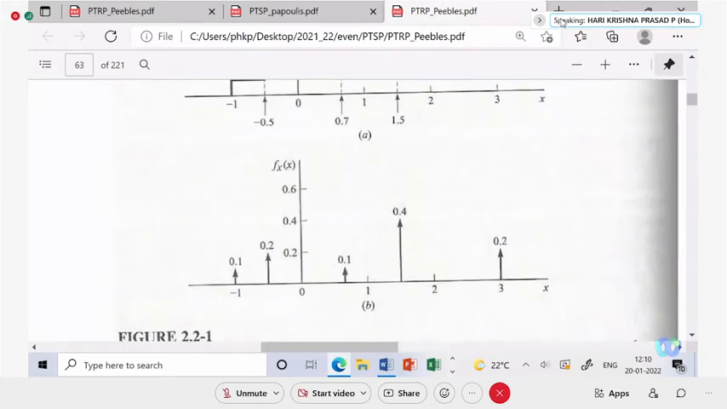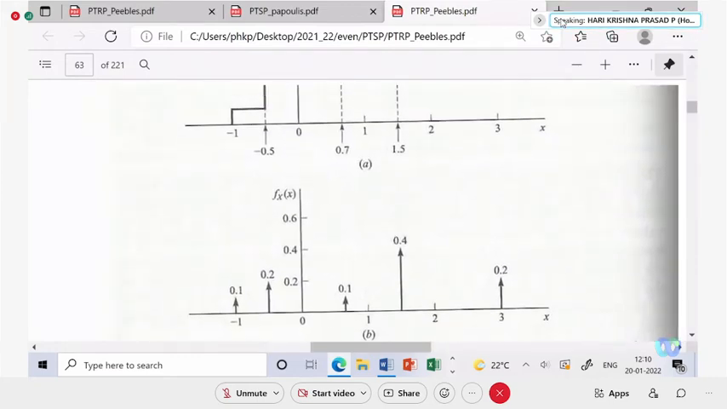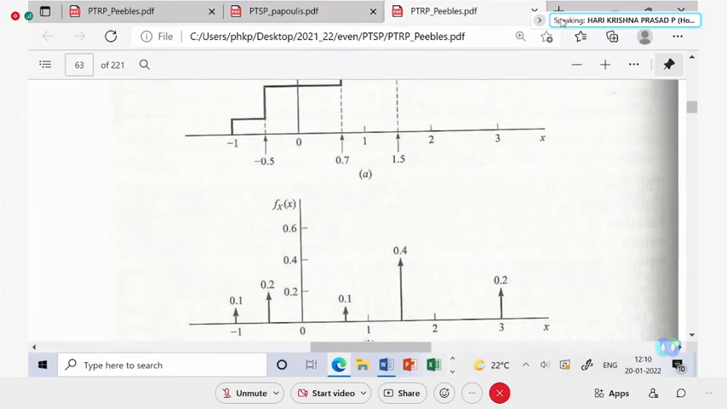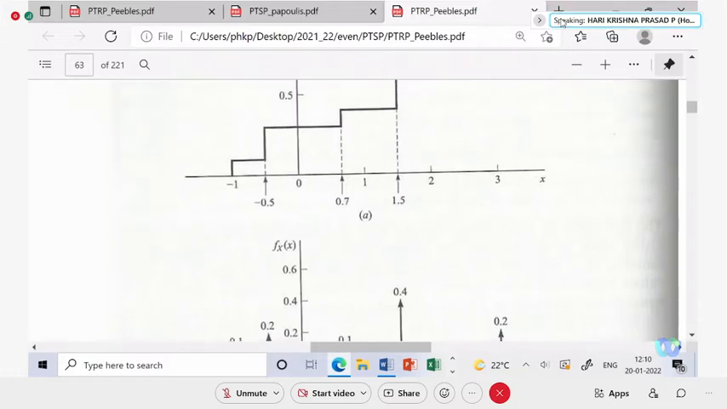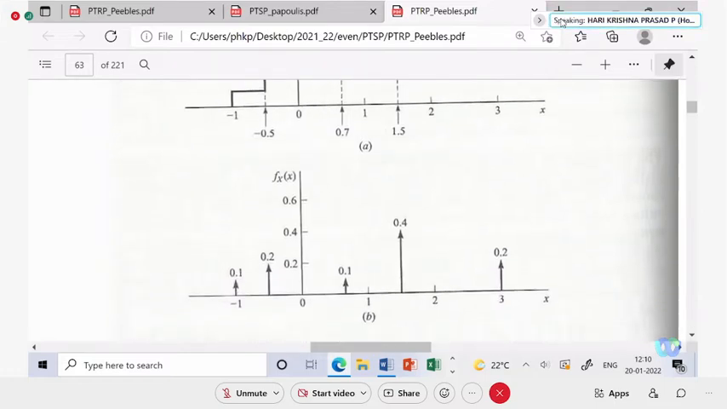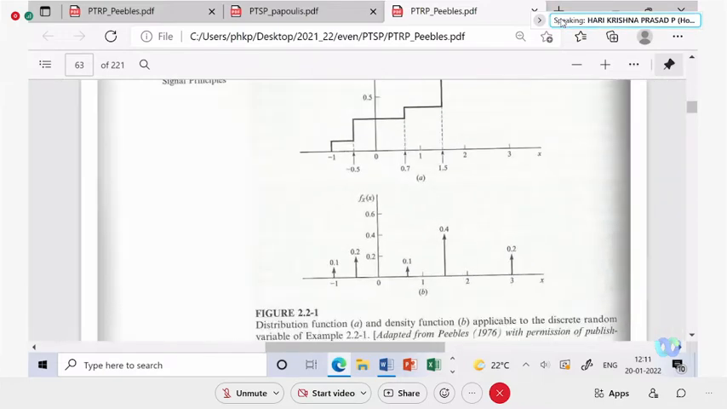At x equal to minus 1, there is a discontinuity. At x equal to minus 0.5, at x equal to 1. At 1 there is no discontinuity, but on the lower side of 1, at 0.7, there is a discontinuity. At 1.5 there is a discontinuity. Just make sure that you correlate these two graphs. Then it becomes clear.